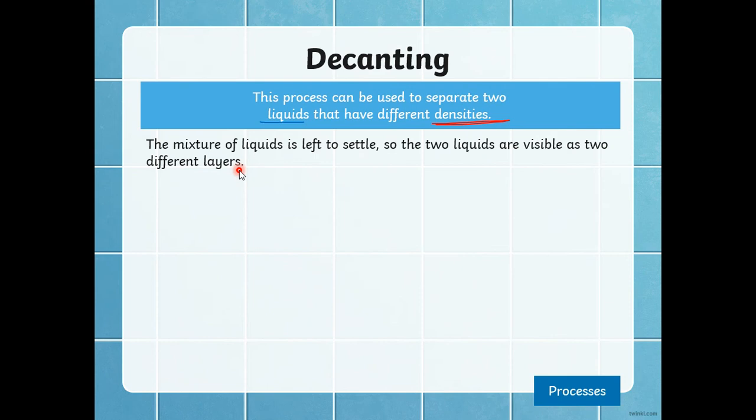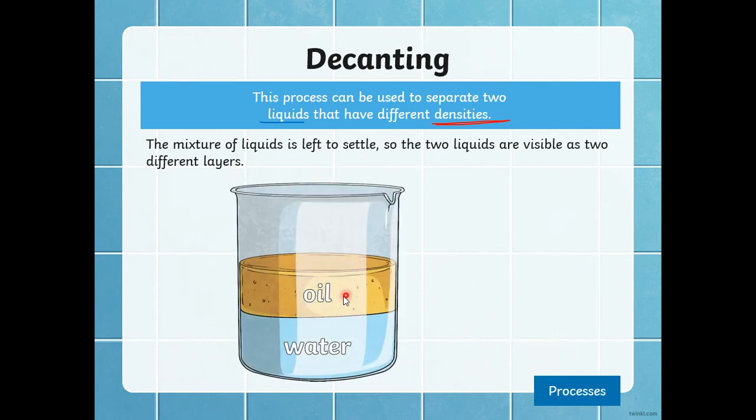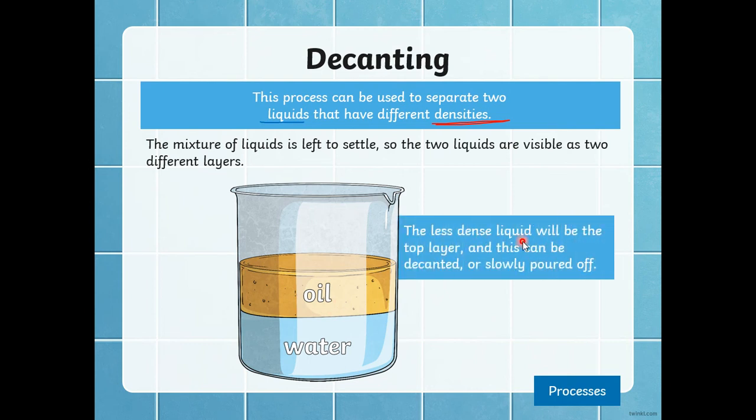And so what happens is, let's say for example, you have oil and water and you let it sit over time, and then it'll separate. They'll form different layers. The less dense liquid will be at the top layer. So oil is less dense than water, and this can be decanted or slowly poured off.